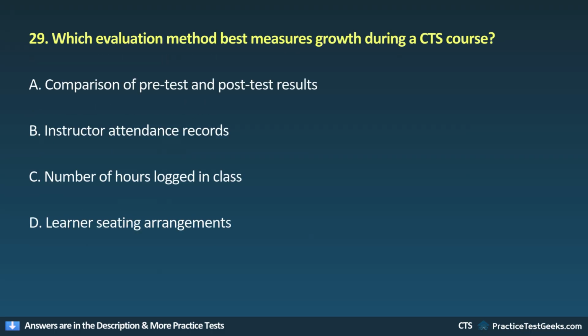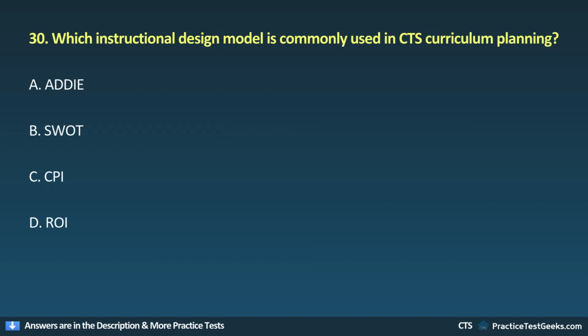29. Which evaluation method best measures growth during a CTS course? A. Comparison of pre-test and post-test results. B. Instructor attendance records. C. Number of hours logged in class. D. Learner seating arrangements.